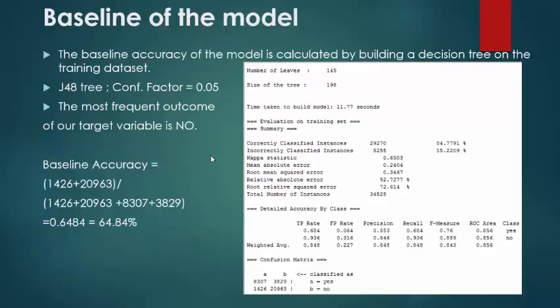We also calculate the baseline accuracy of the model. We have used the J48 tree algorithm, and the confidence factor is kept at 0.05. Since the most frequent outcome of the target variable is no, the baseline accuracy comes to 64.84%.